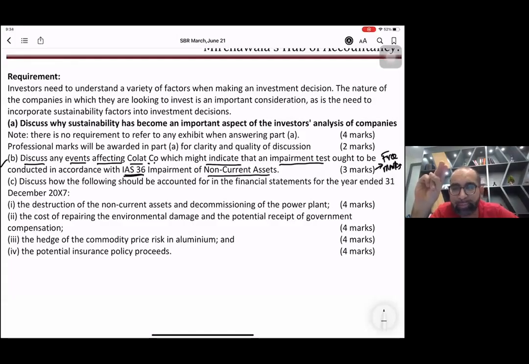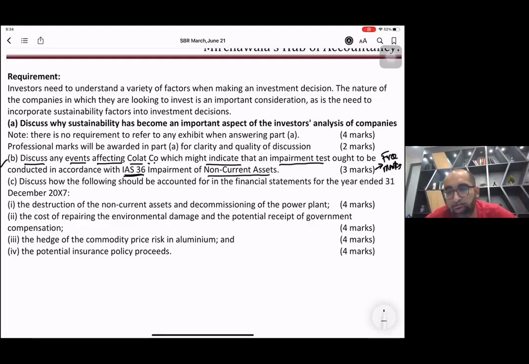Listen. So the point is, number one is the increase in the operating cost. Number two, decline in share price. Number three, that disaster, the destruction of manufacturing facility. Number four, reputational damage. These 4 points are enough. You will get 3 marks. Easy.